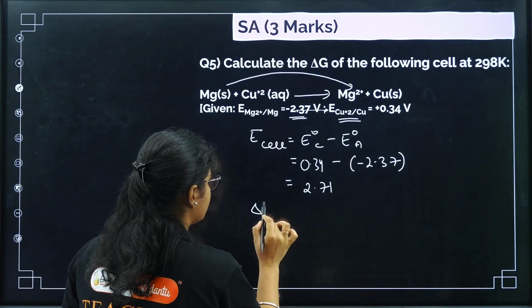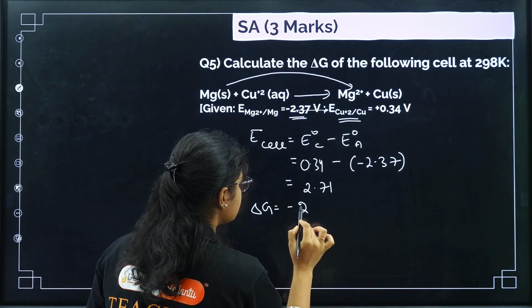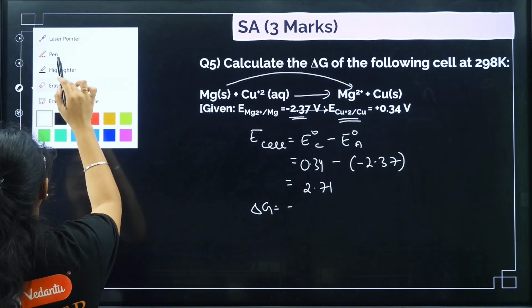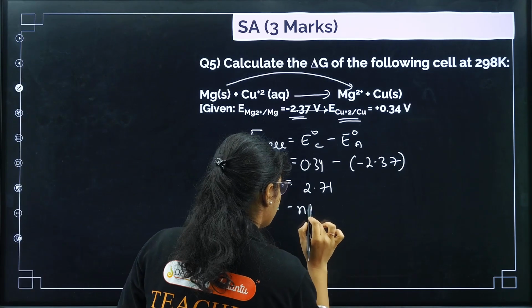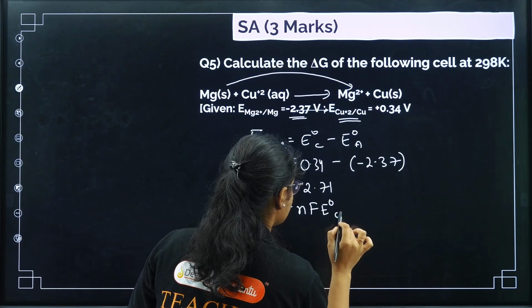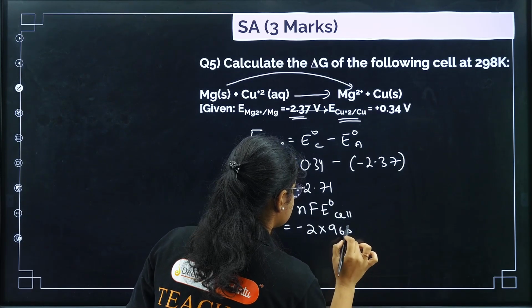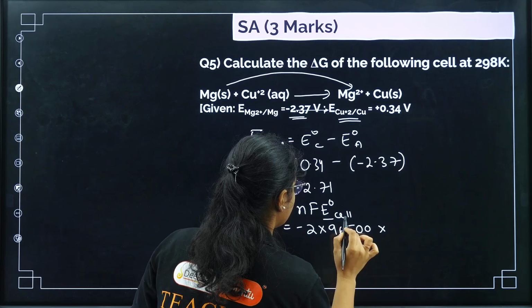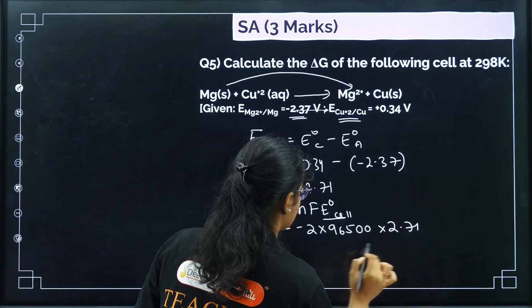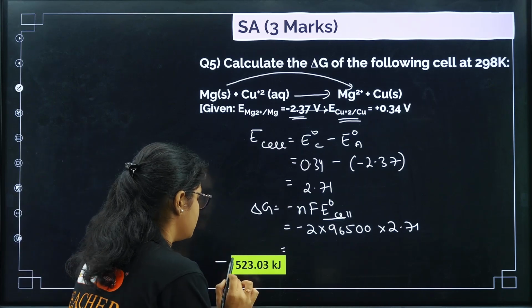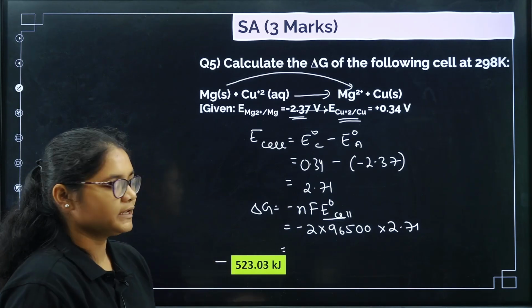Now if I want to calculate delta G, first you need to write the formula, that is minus nF E naught of the cell, so minus 2 into 96500 into E naught of the cell, which is 2.71. If you solve this, we'll be getting around minus 523.03 kilojoule.